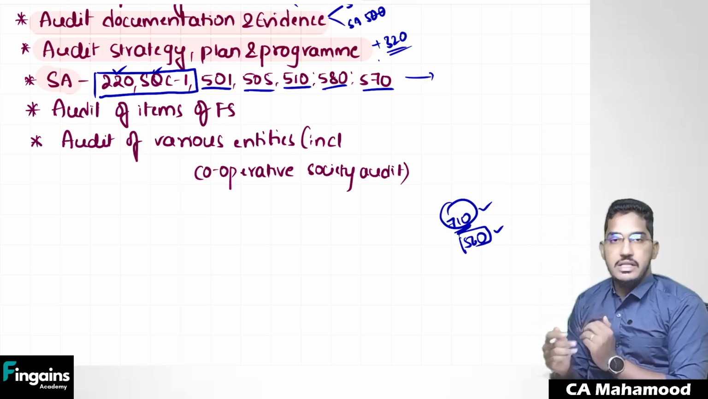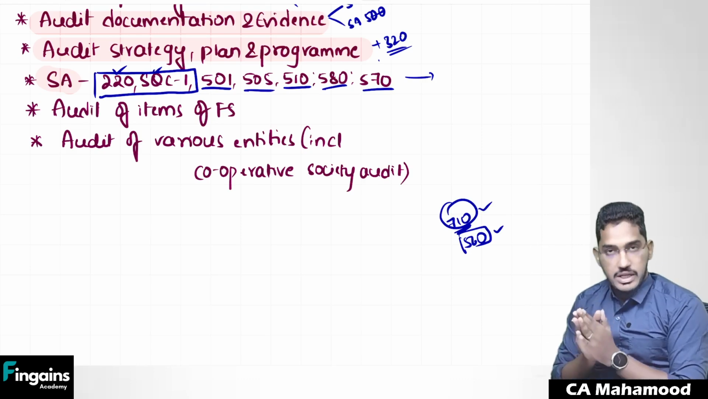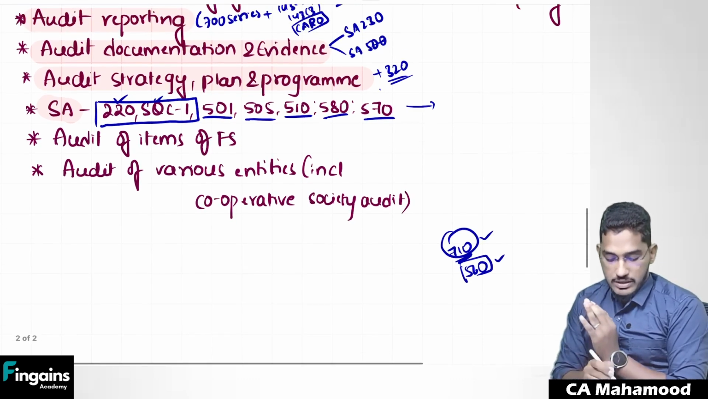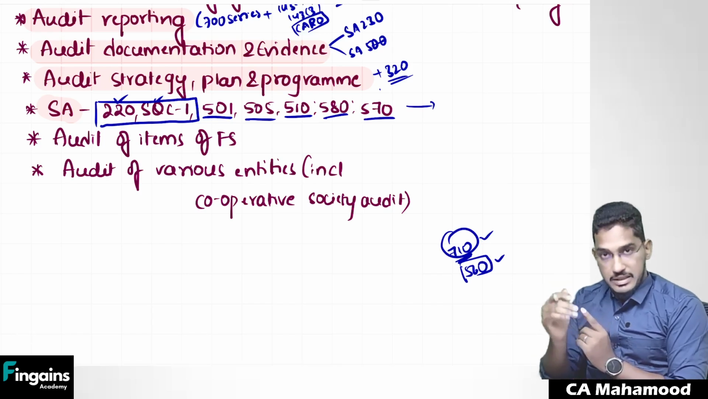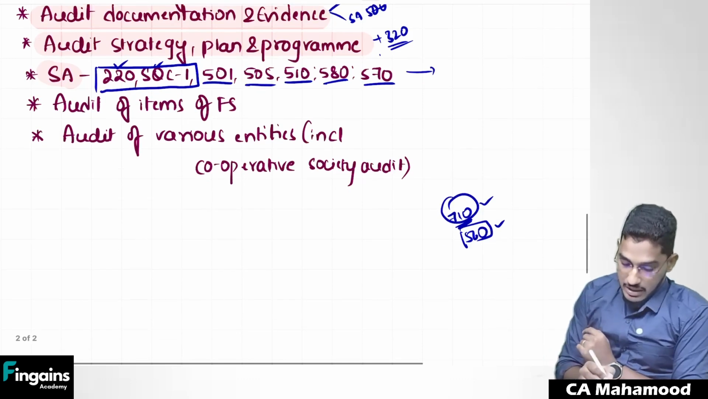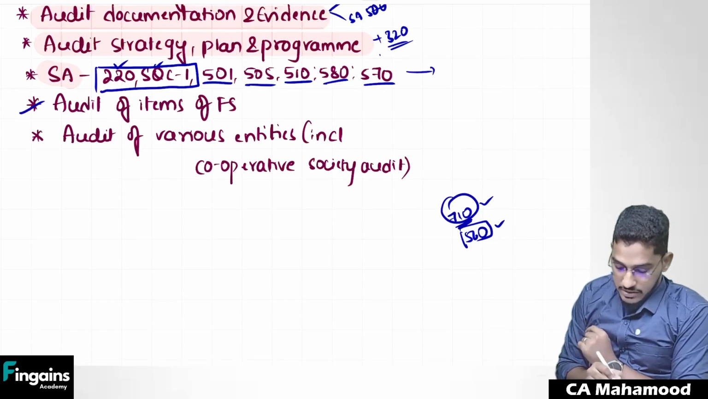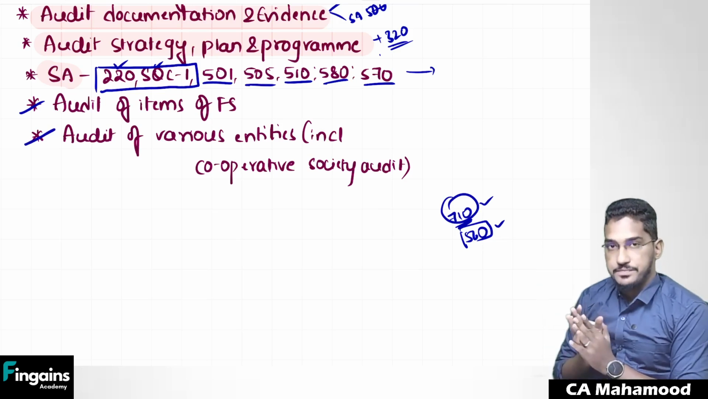First try to cover these standards. Clear? Everybody able to understand? So this is what the next chapter, standards on auditing, you have to do. So this you do it. Then the next two most important chapters are audit of items of the financial statements, audit of various entities.